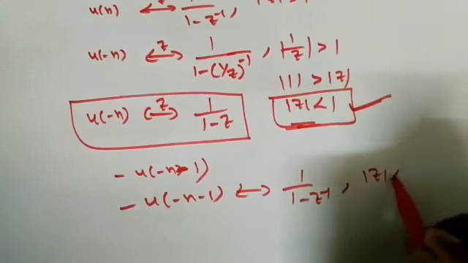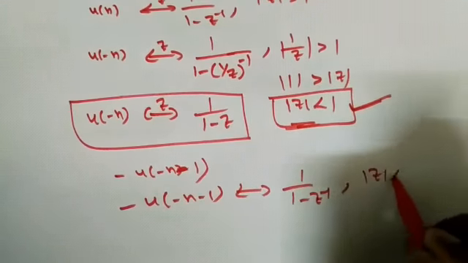Now what is the ROC of this one? See, the ROC for u of n is mod z greater than 1. Now what is the z naught here? Z naught is a complex number. If I take the mod of e power j omega naught, it is 1 only. So the ROC doesn't change, it will be mod z greater than 1 only. So this is about the first part.